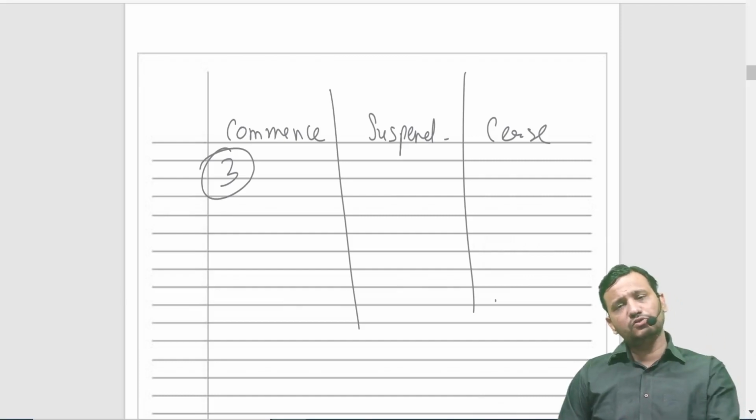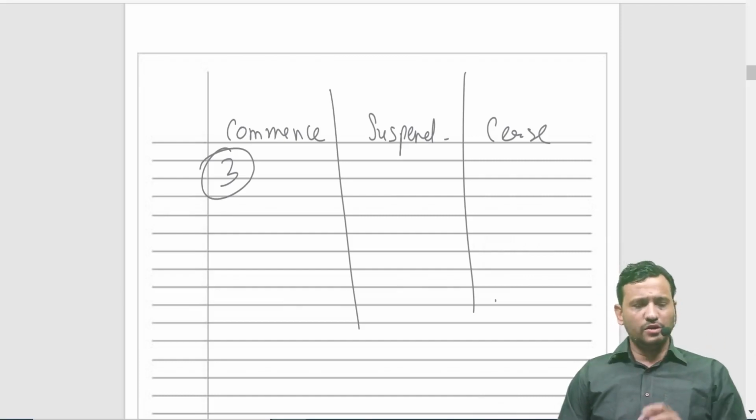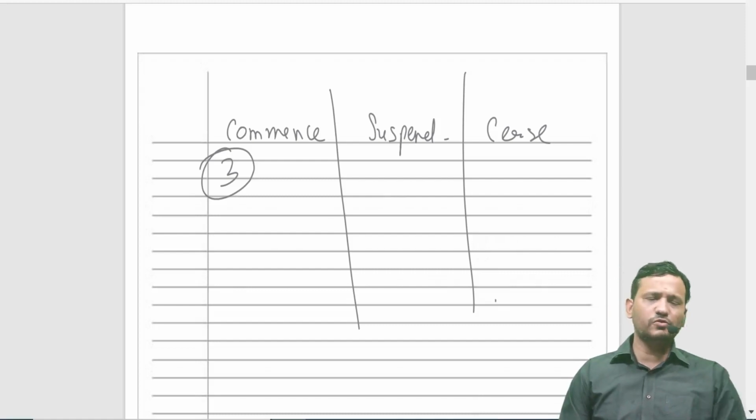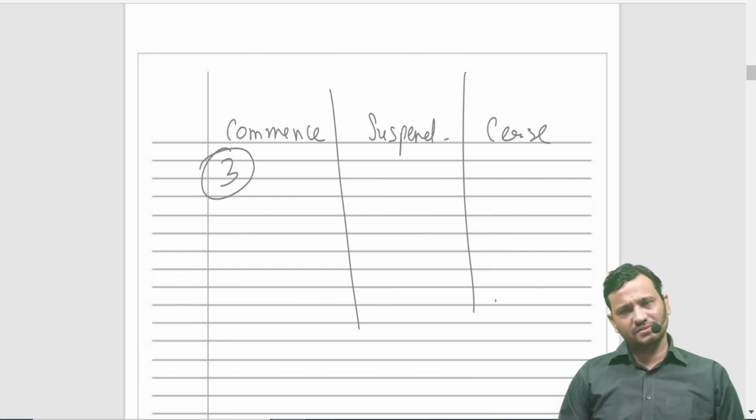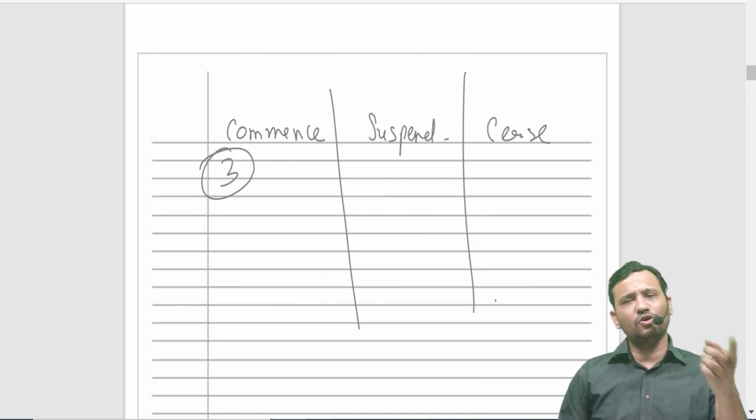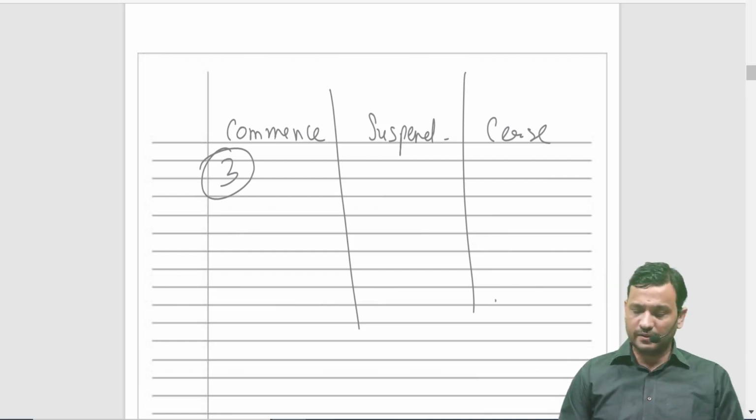Like from the month of June till the month of September, due to pandemic, I was not able to do business. Then what should I do? This is suspended. Work is suspended. I was not able to do construction activity. So this period interest will not be added to the cost of the asset. It will be debited to P&L.